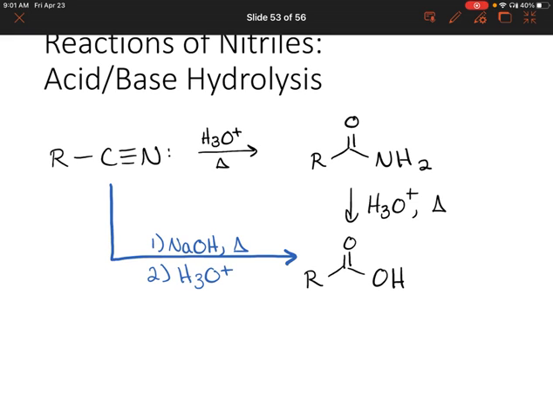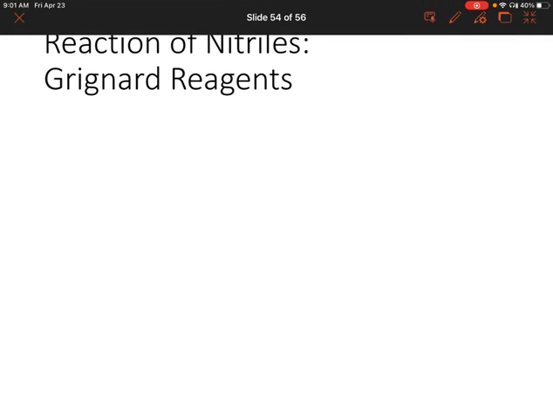Okay, so another reaction that we could perform with nitriles is one involving Grignard reagents. All right, so let's say we have our nitrile group or molecule, and we're going to react this with a Grignard reagent. So remember that alkyl group on the Grignard reagent is negatively charged, so it can act as a nucleophile. And it's going to attack the carbon atom in the nitrile molecule.